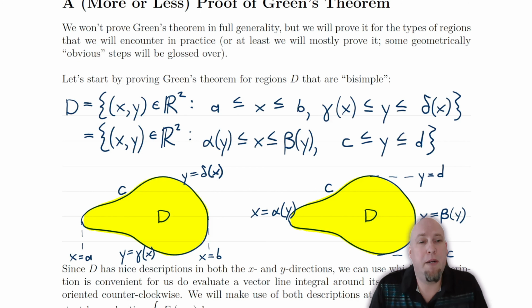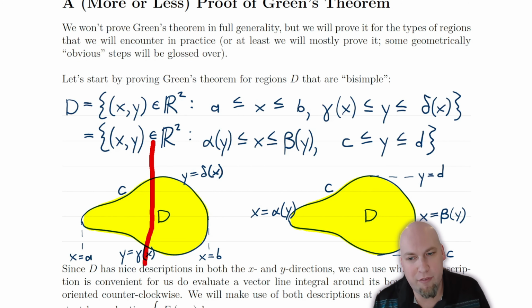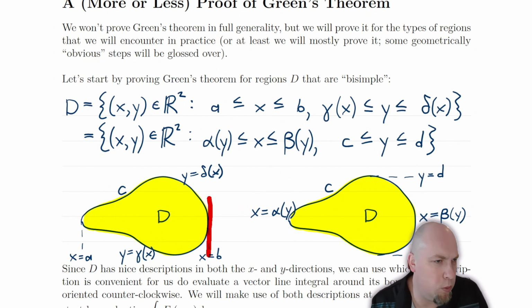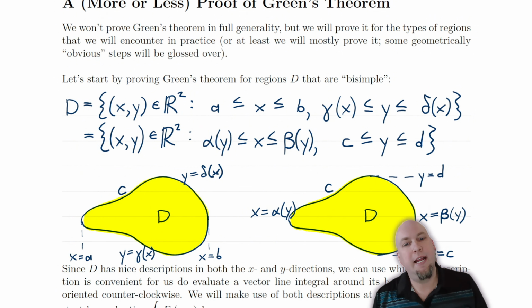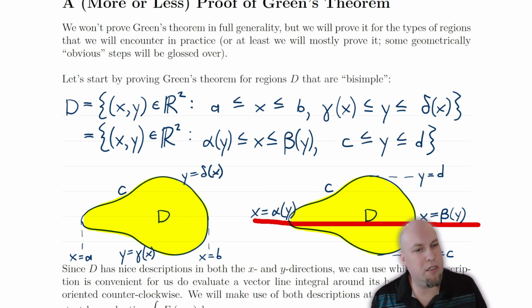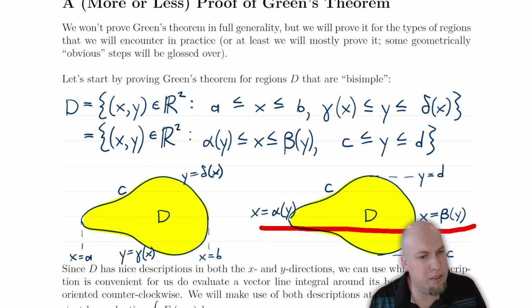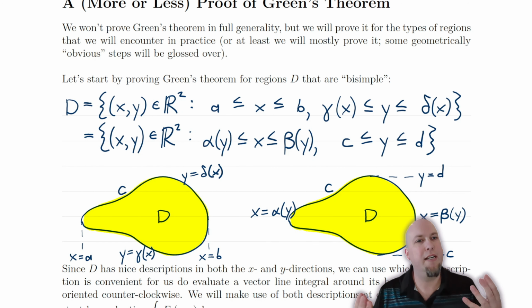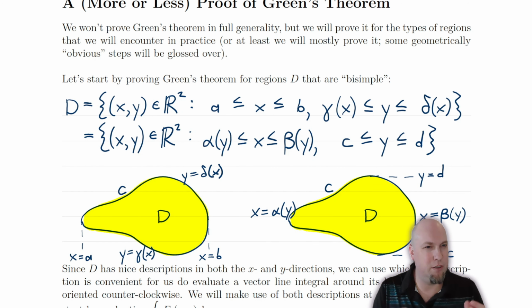Okay, and geometrically what this corresponds to is a region where if I sliced it with a vertical line, that vertical line is going to go through the boundary at two spots. Okay, no matter where the vertical line is, except maybe only at one spot, that's fine too. And similarly, if I slice it with a horizontal line, it's going to go through either 0 times or 1 time or 2 times. As long as it has those two properties, kind of like a modified version of a vertical and horizontal line test, yeah, that's what we're calling a bisimple region.